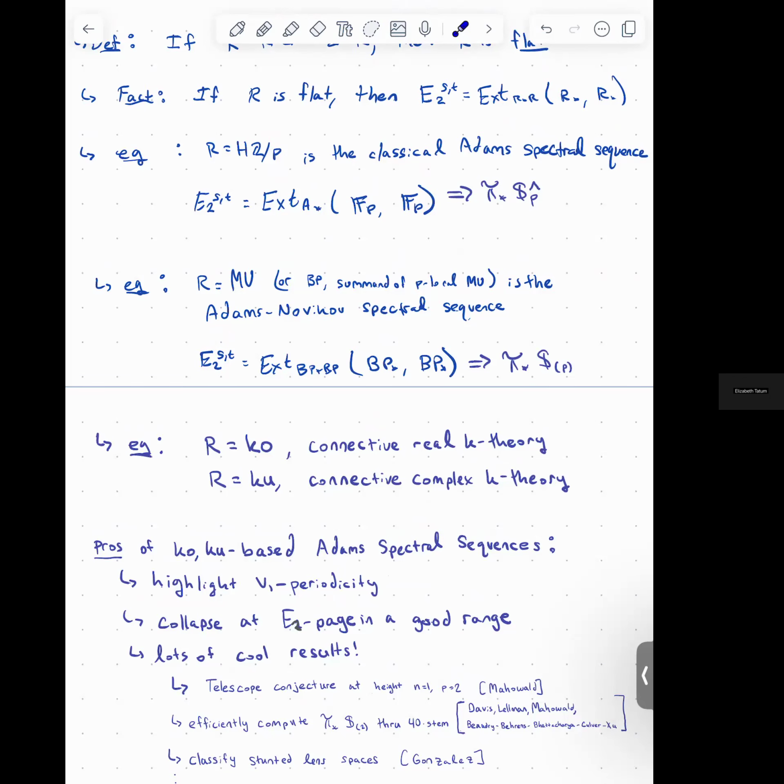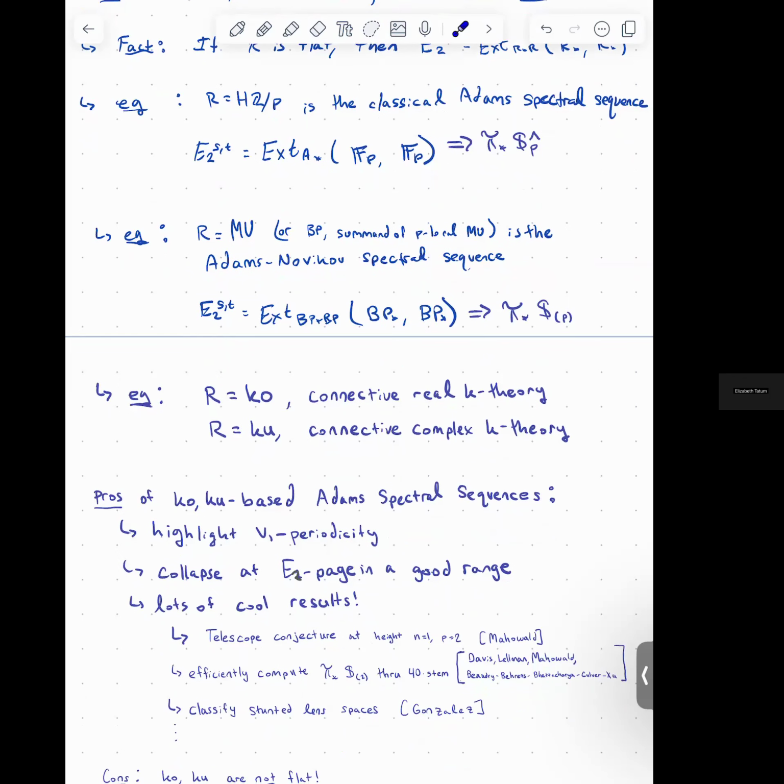Then they also collapse at the E2 page, certainly not for the whole spectral sequence, but in a good range. So once you get to the E2 page, you already have a good deal of information. And these properties allow you to get lots of cool results.